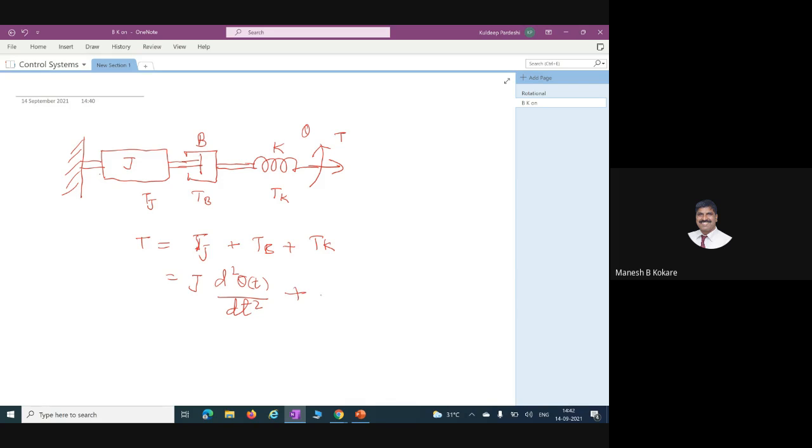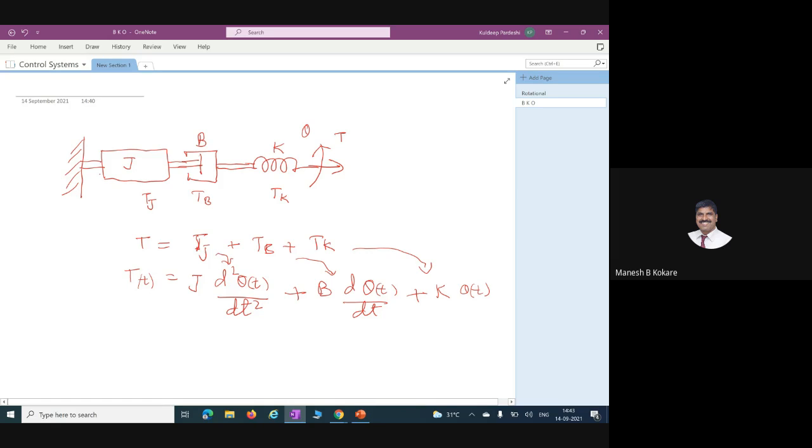Then what is this Tb? Basically it is directly proportional to the velocity, so the proportionality constant is b into d theta(t) by dt, right? So this will be Tb, and this is Tj. Then what is the torque offered by the spring element, or rotational spring element, which is directly proportional to the angular displacement, and the proportionality constant is the spring constant k, so k into theta(t). And this is nothing but T, or T(t), the torque in time domain.